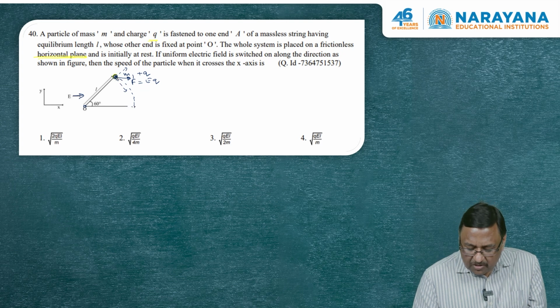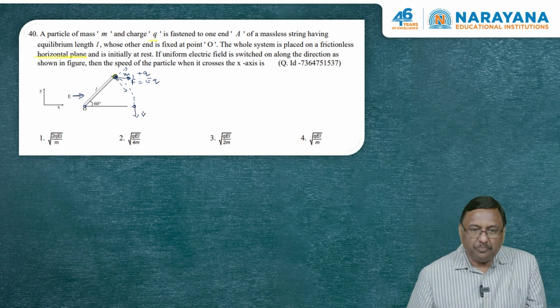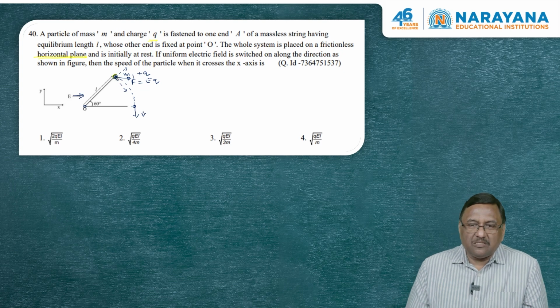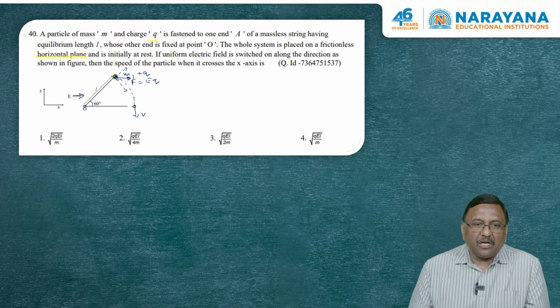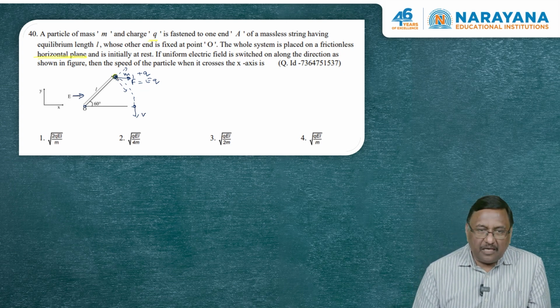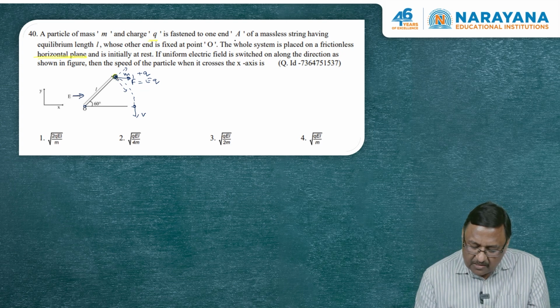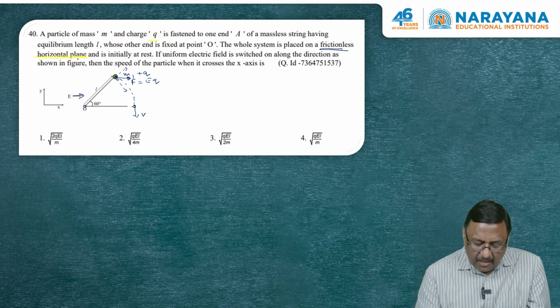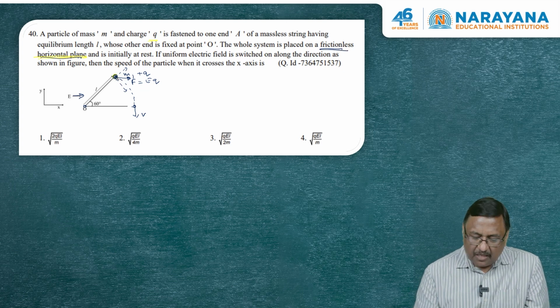If it starts moving along the circular arc, when it reaches here, he is asking what is the speed of this particle. Again, this is a very, very simple question if you use the work energy theorem. Here again, in this question the particle is here, the string is massless, and the whole system is placed on a frictionless surface. If it is a frictionless horizontal surface, that means no friction. We can easily apply either energy relations or the work energy theorem.